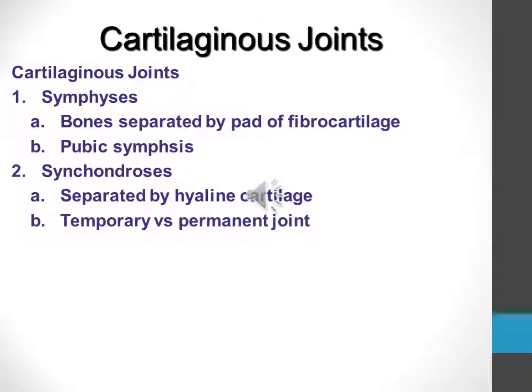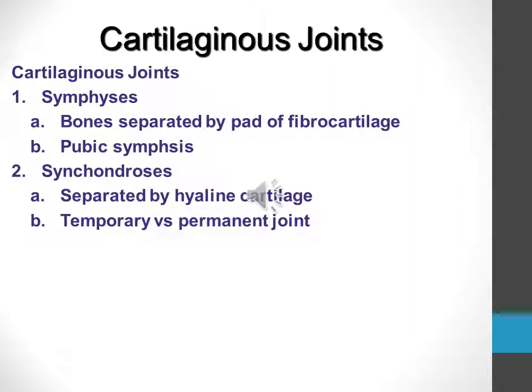Next up, we have our cartilaginous joints. Remember, we were talking about immovable or slightly movable as far as joints go in these categories. We have two. We have our symphyses, which are bones separated by a pad of fibrocartilage. Best example of this is the pubic symphysis. So it's a plate of just fibrocartilage. You have places like the first rib and manubrium, between the pubic bones, and some vertebral discs.